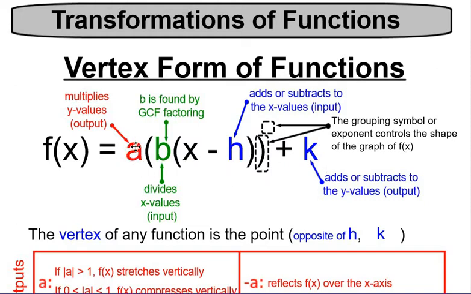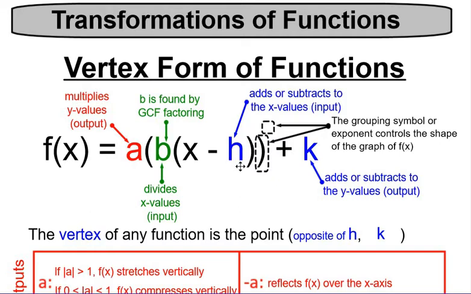The front letter, which is normally labeled a, will multiply all y values or output values. The b, which is inside of the grouping symbol, so this parenthesis could be an absolute value symbol, is the first thing that appears inside of that. It has to be factored out using GCF factoring to determine its value and to also determine the true value of h, and it will divide all of the input values. Once you've factored b out, you can find out what h is.